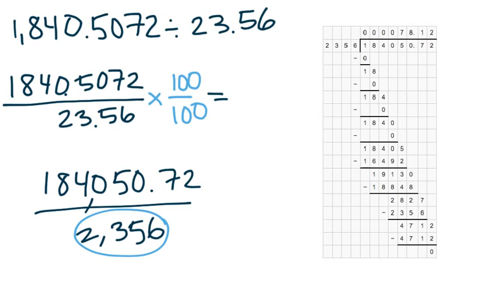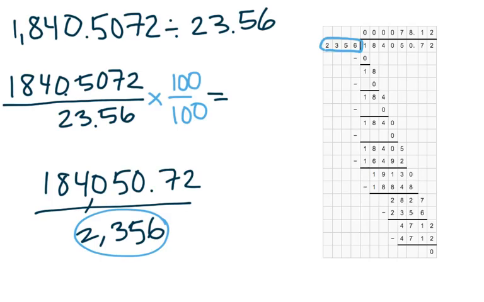So I'm going to be dividing everything by 2,356. So I'm looking for groups of 2,356 in each value. So how many groups of 2,356 in 1? Well, obviously the answer is 0. How many groups of 2,356 in 18? Still 0. How many groups of 2,356 in 184? Still 0. How many groups of 2,356 in 1,840? Still 0.